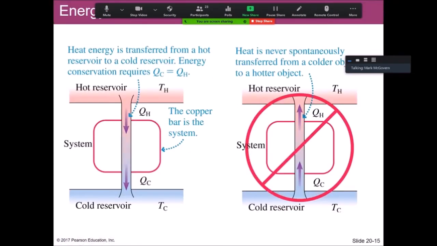Okay, so on the left here, we have heat flowing from hot to cold. Fantastic. Easy done. Happens all the time. No big deal. The one on the right, though, is not something that you can do. You can't have the heat flow from cold to hot spontaneously by itself.